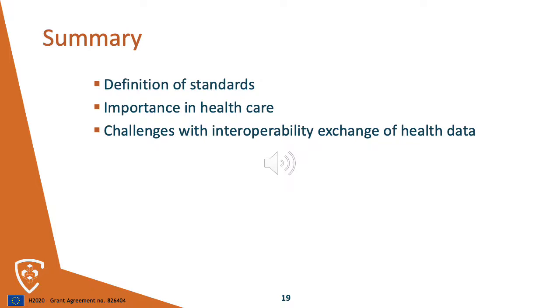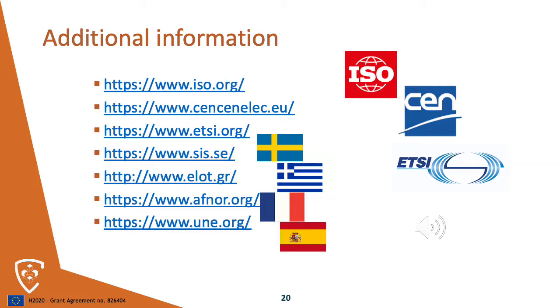Finally, the different levels of interoperability were presented, and the importance of interoperability of health data in health information systems was highlighted, with several challenges ahead that need to be addressed for an accurate, secure, and available ecosystem for health data exchange. Additional information can be found in the web pages of national, continental, or international standardization bodies.